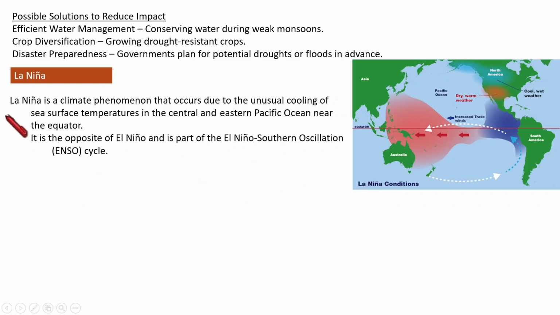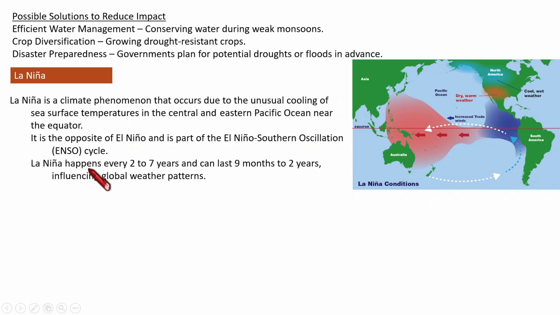So La Nina is opposite to El Nino. Its frequency is also the same as that of El Nino. It will repeat every 2 to 7 years, and it can last from 9 months to 2 years.